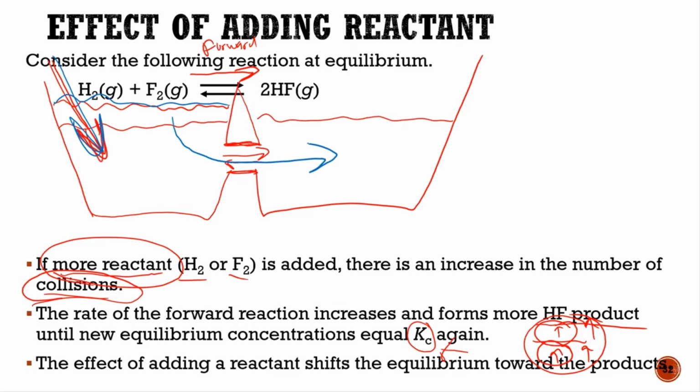So if I increase reactants, that's like pouring water in on this side. There's going to be a shift to the right to compensate for that level, so that eventually they can reestablish a new equilibrium with new concentrations to get that same even flow back and forth.